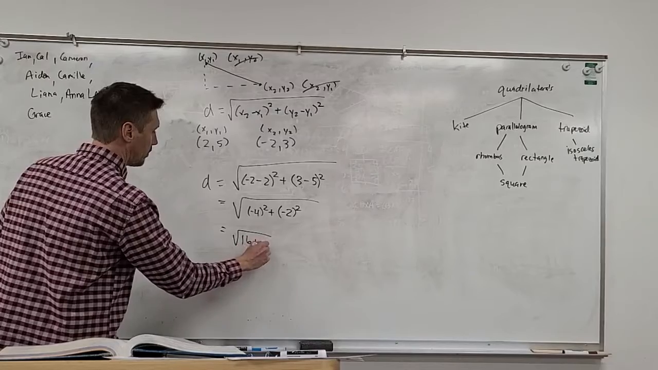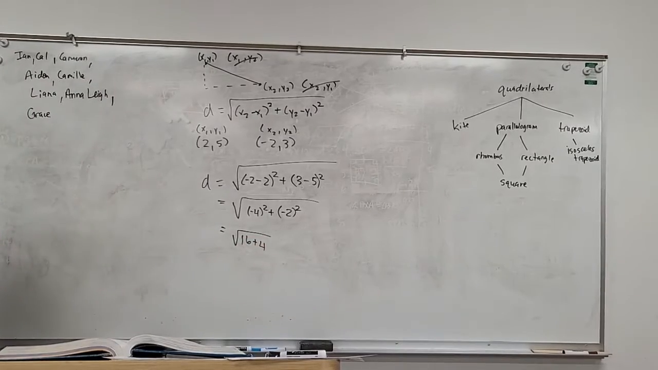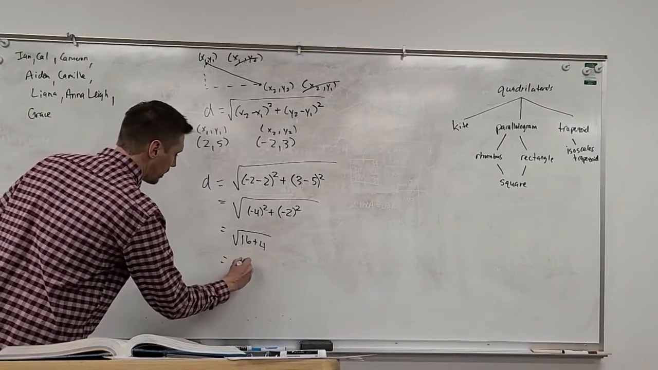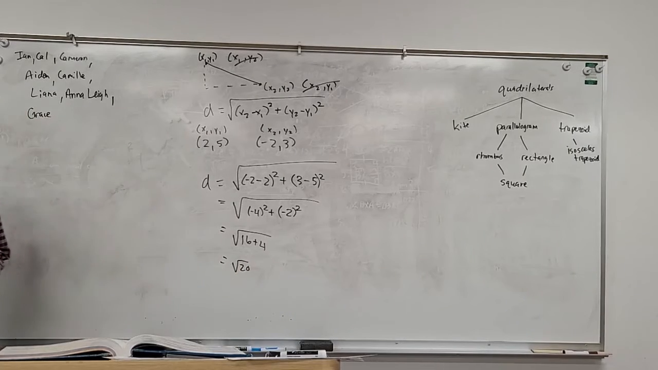16 plus 4, the negatives go away, right? So my final answer is the square root of 20. So in order to prove this was a rhombus, I had to do that for all 4 sides. I should get square root of 20 for all 4 sides, and that would have proven that. You guys good? Okay, yes?